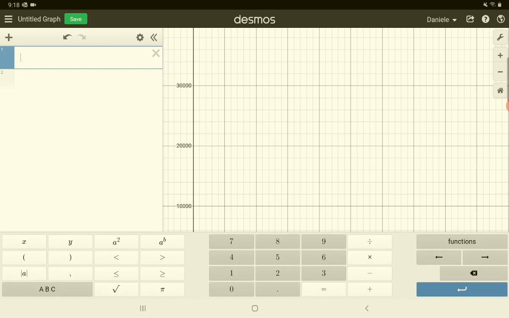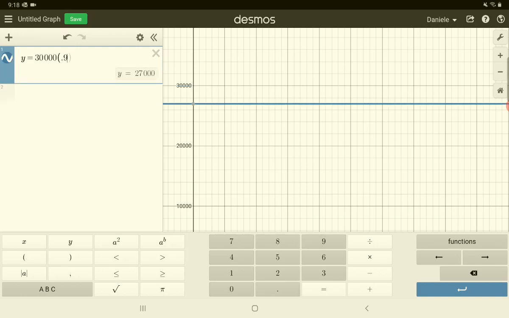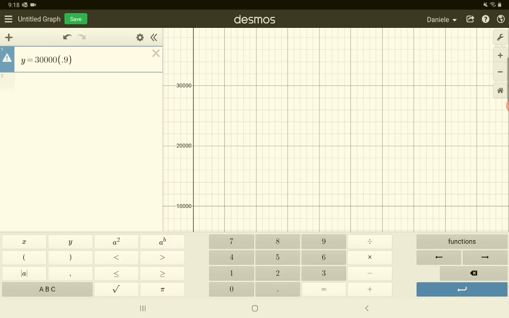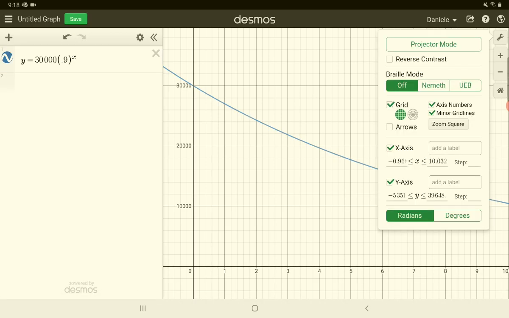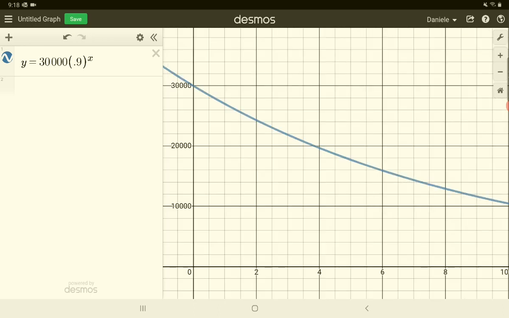Now I can graph my function and do y equals, obviously they don't have the letter V here, but it doesn't matter which letters you use. 30,000 bracket 0.9 close bracket to the power of A, press A to the power of B, X. Okay, and there you go. There's my curve. And again, there is my y-intercept. It's going through 30,000. That's exactly what I expect to see.